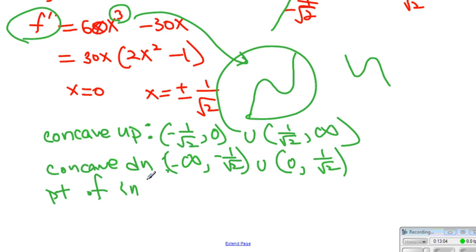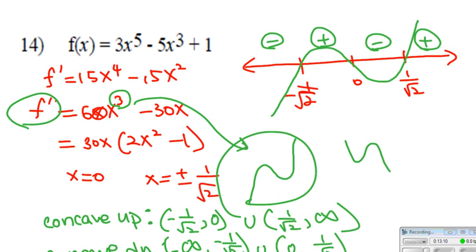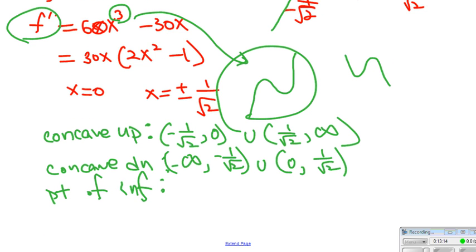And point of inflection. Point of inflection seems to be where concavity changes. That means all 3 points seem to be the answer.